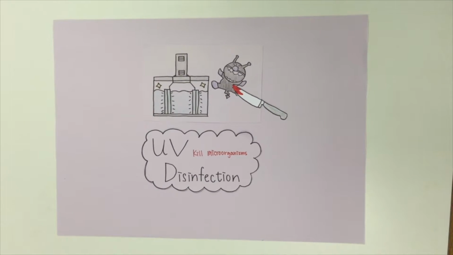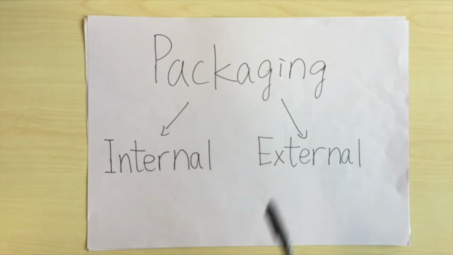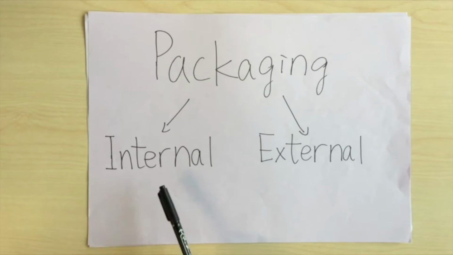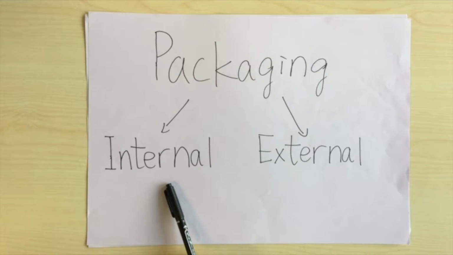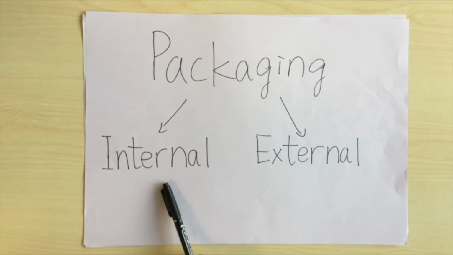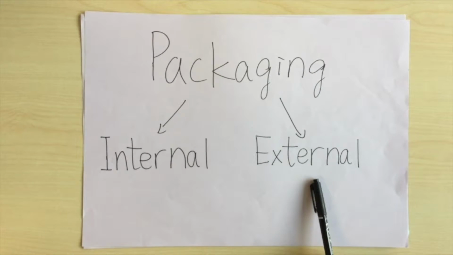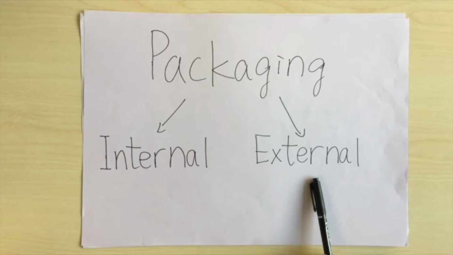Let's see how we package our water. The packaging process is separated into two parts: internal and external packaging. Internal packaging refers to combining bottles, cups, and water, while external packaging means the labeling and carton packing.